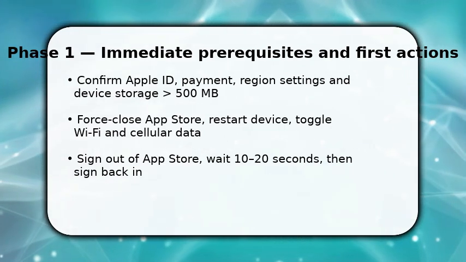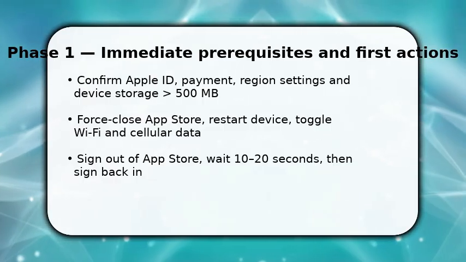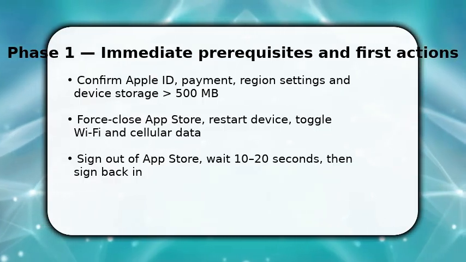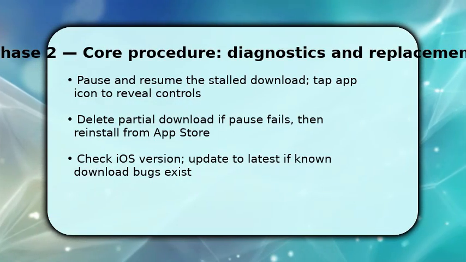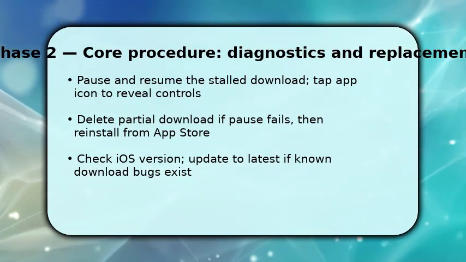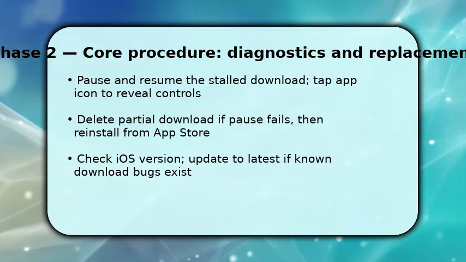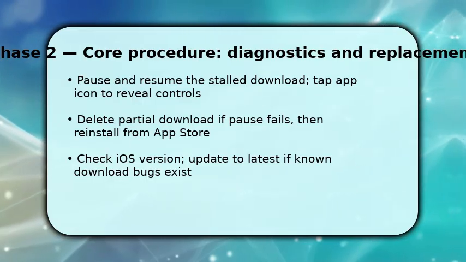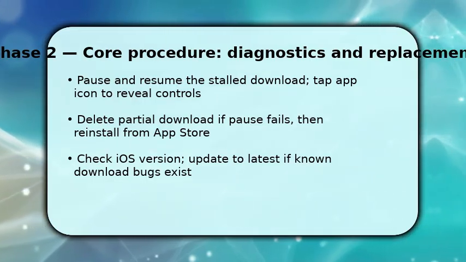Now you tackle the middle steps. First, pause and resume the stuck download by tapping the app icon. This often forces a state refresh. If the app remains stuck, delete the partial download, press and hold, remove it, then reinstall from the App Store to fetch a clean package.